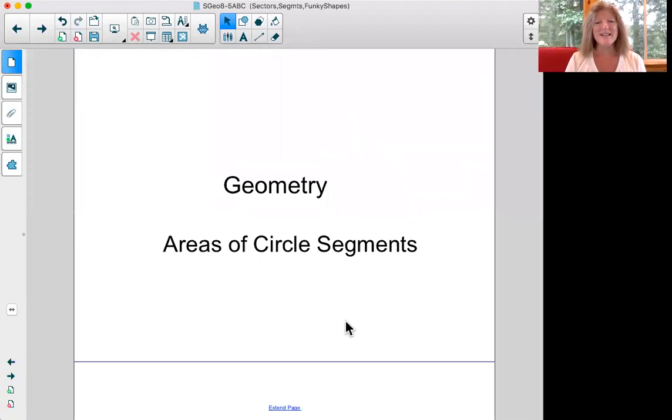Hello, geometry students. Today we're going to talk about how to find the areas of segments of circles. So what is a segment?